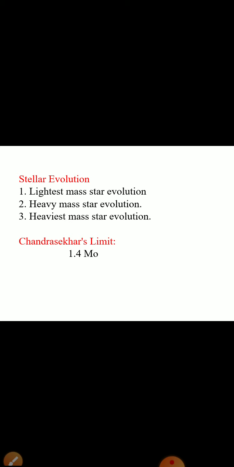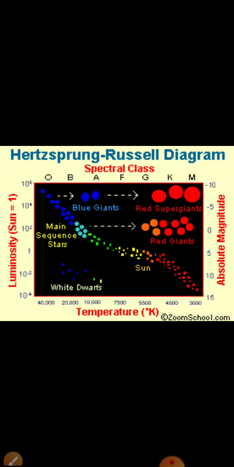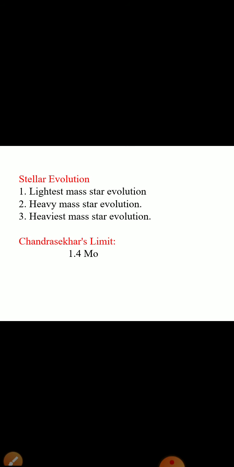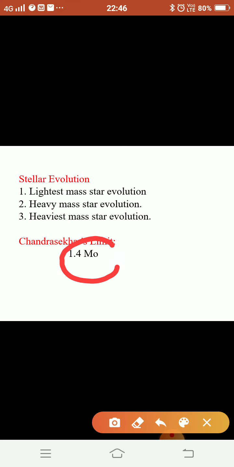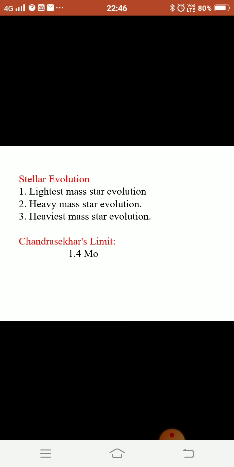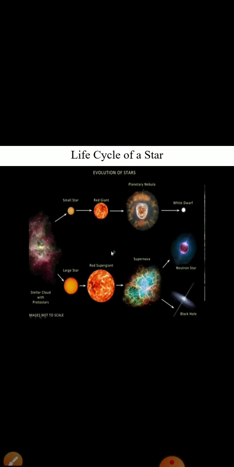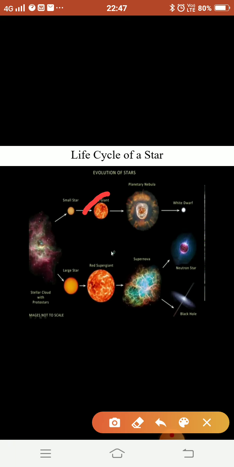So the stars whose initial mass is less than 1.4 times the mass of the sun, where M0 is the mass of the sun, undergo different stages of life. First it will become a protostar, and then it will expand and become a red giant.